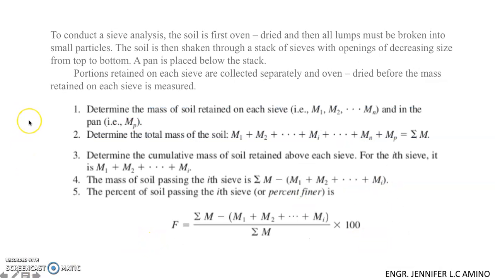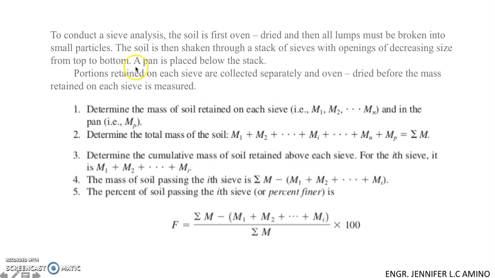To conduct sieve analysis, the soil is first oven dried. Of course, we have to oven dry our soil sample first to perform the sieve analysis. Then all the lumps must be broken into small particles. After we have oven dried and broken the lumps into small particles, we place the sample on a stack of sieves with openings of decreasing sizes from the bottom to top.